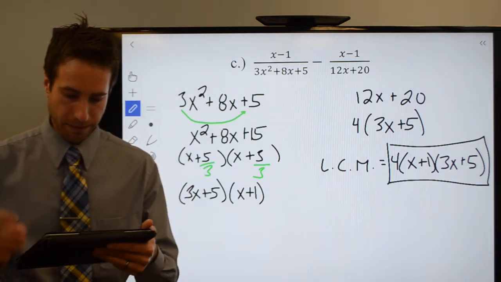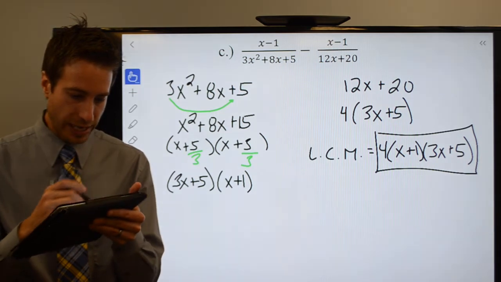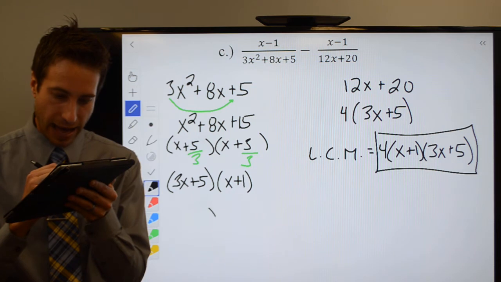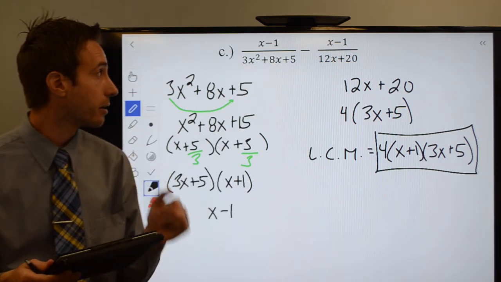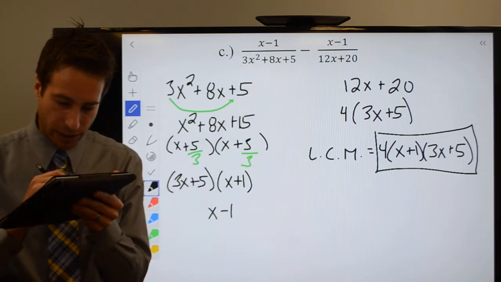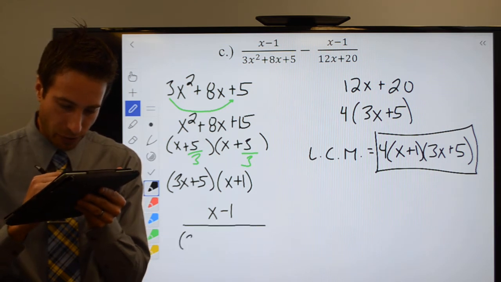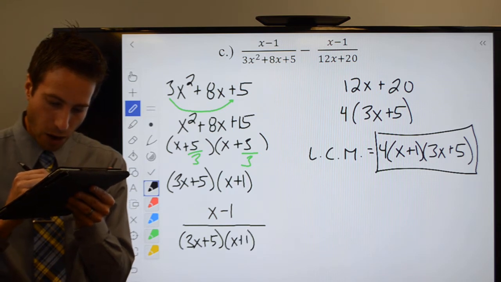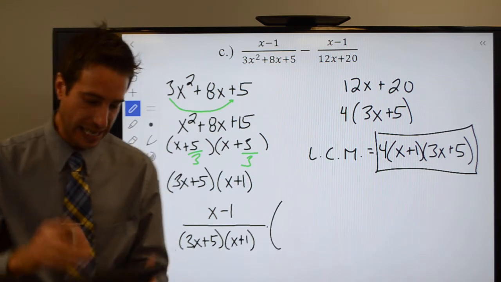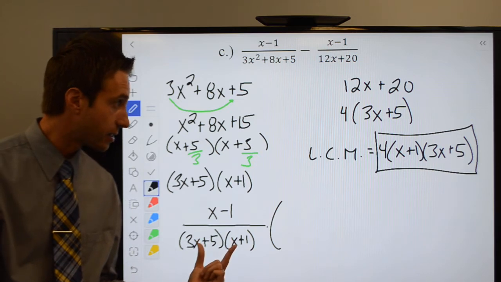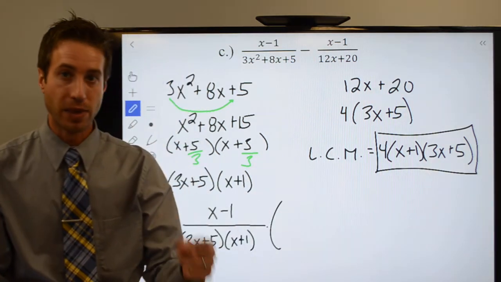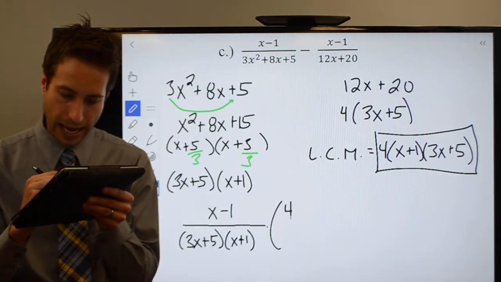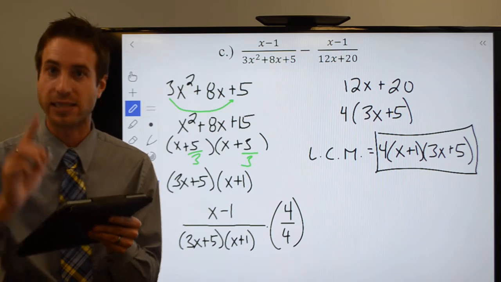All right, let's go ahead and redo this guy, getting my least common denominator. So I have x minus 1 as my numerator. My denominator factored is going to be 3x plus 5 times x plus 1. What do I need in order to turn this into the LCM? All I need is the 4. And you think, hold on, here we go again, I'm just multiplying top and bottom by a constant.